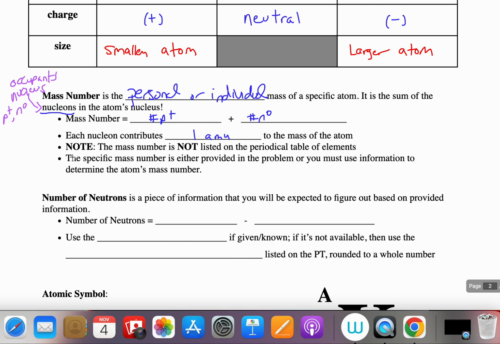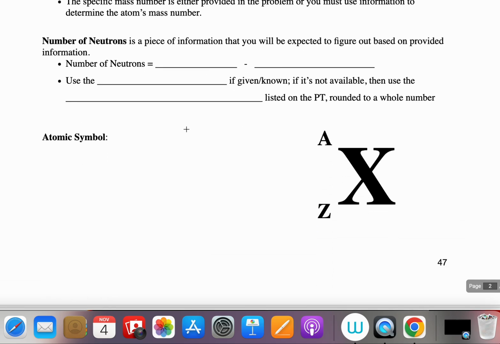Now, this is very important: the mass number is not listed on the periodic table of the elements. Personal or individual masses are not listed. The specific mass number is either provided or you are asked to determine it using the information given. So we'll make a note of that on our periodic table, which leads us to coming up with the number of neutrons in an atom structure.